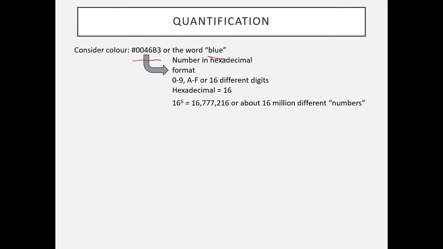Well, with the hexadecimal system, there are 6 characters possible. Each character has 16 possibilities. Don't worry about how I've done the math here. It amounts to 16 million different numbers. That means to say there are 16 million different shades of color. This is how computers do coloring.